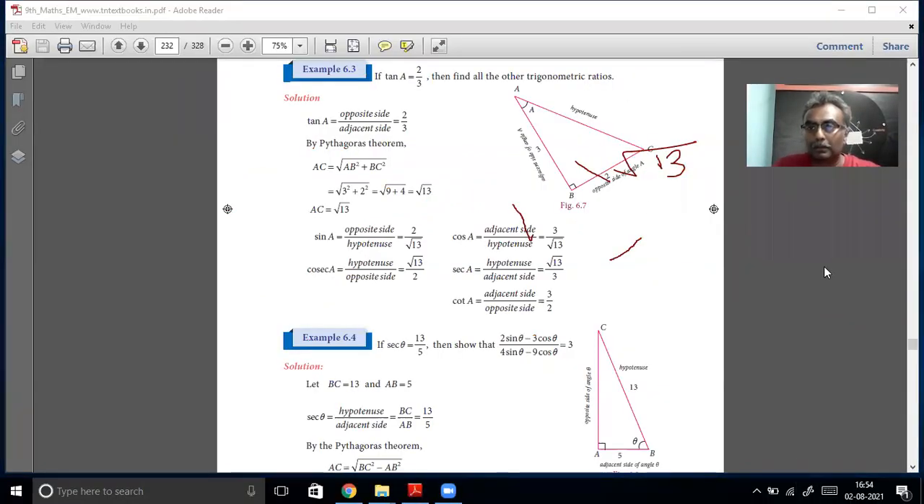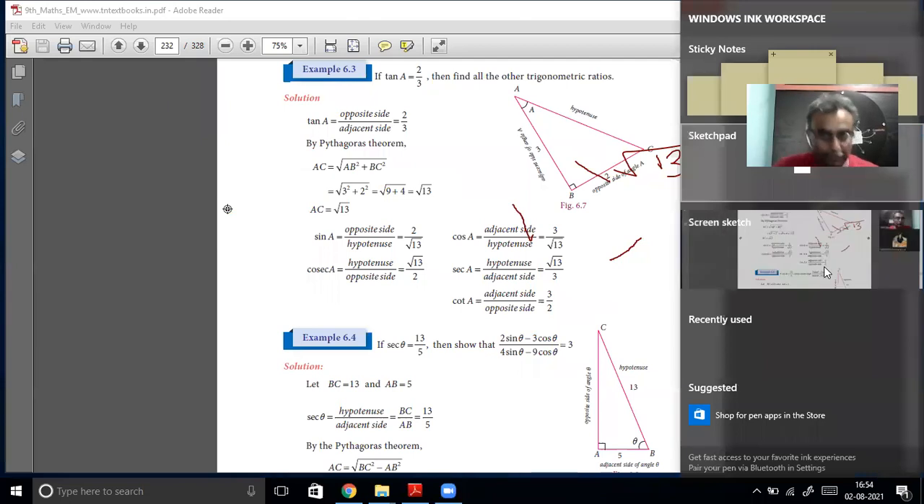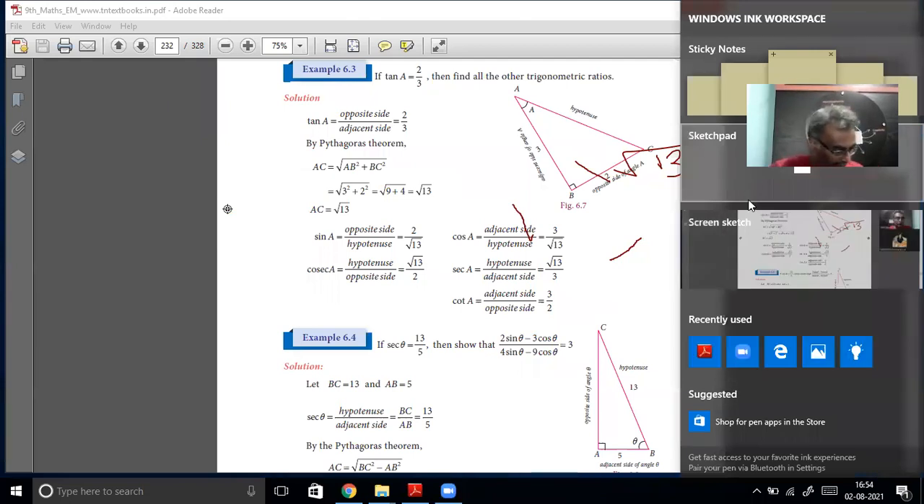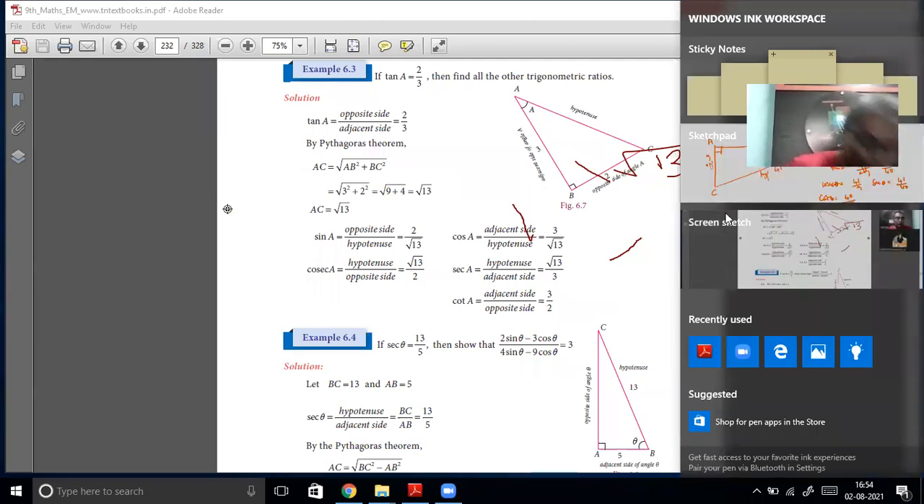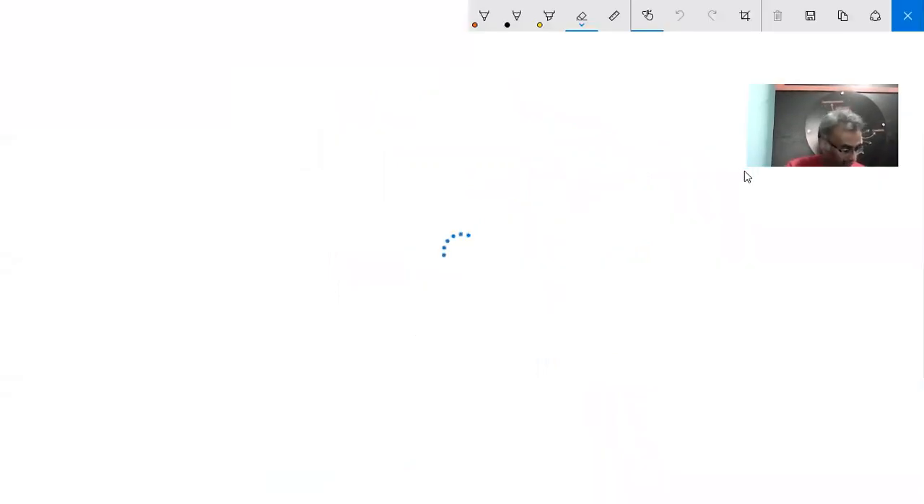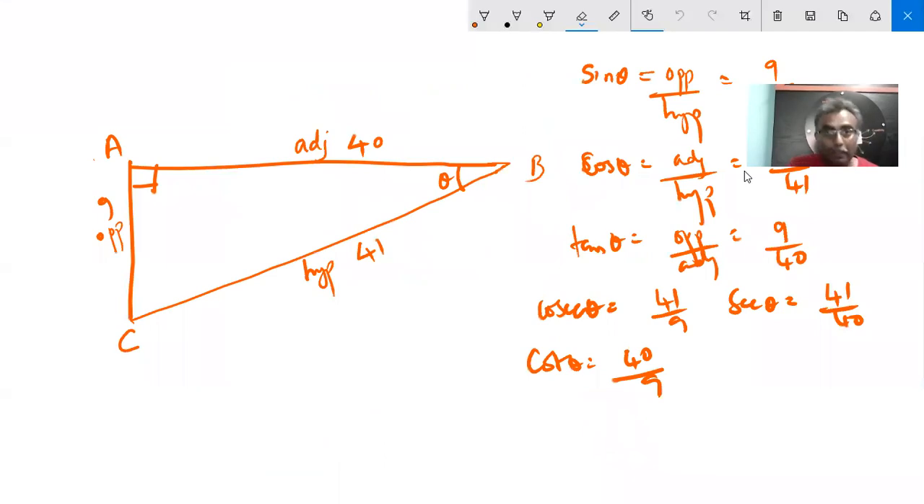Which sum are we doing again, uncle? 6.1. Now we're going to do 6.2. Sorry, example 6.2, sir? Not example 6.2, exercise 6.2. We finished the examples.